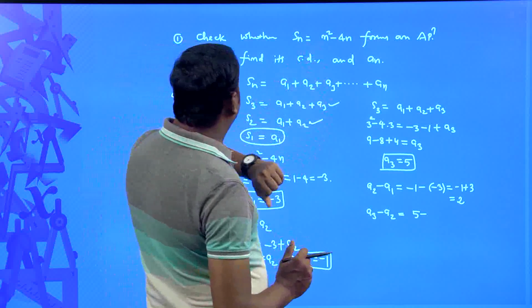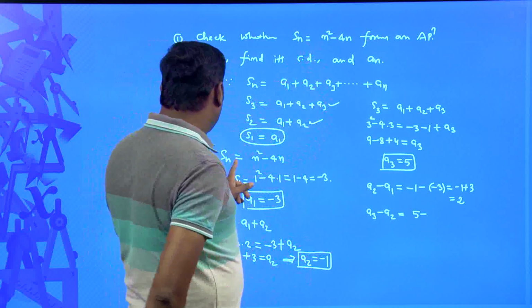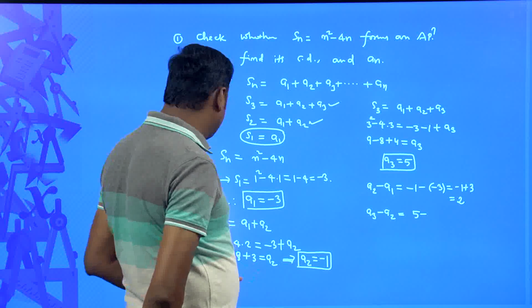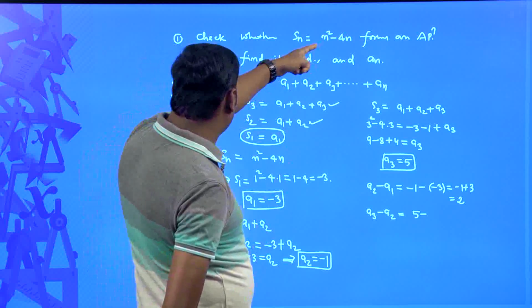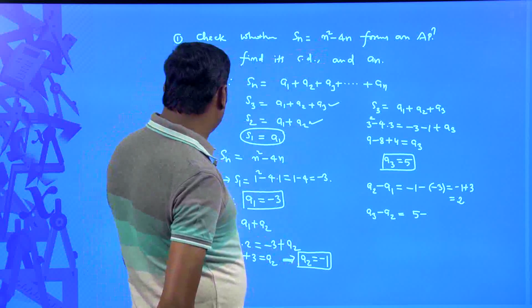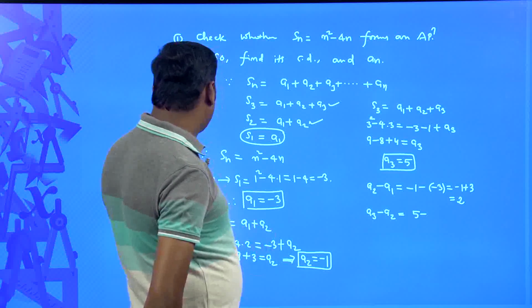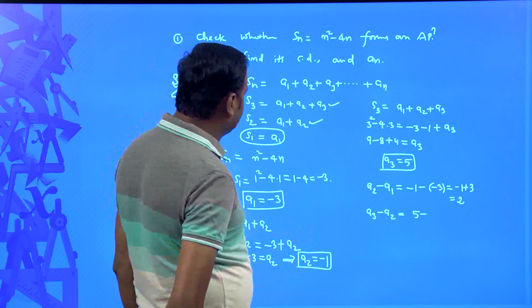Sn is equal to n square minus 4n. When you put n is equal to 1, then I will get 1 square minus 4 into 1, which is 1 minus 4, equal to minus 3. And S2 is equal to a1 plus a2. When I put 2 here, 2 square minus 4 into 2 is equal to minus 3 plus a2. 4 minus 8, that is minus 4, so a2 is minus 4 plus 3, which is equal to minus 1. So, a2 is equal to minus 1.